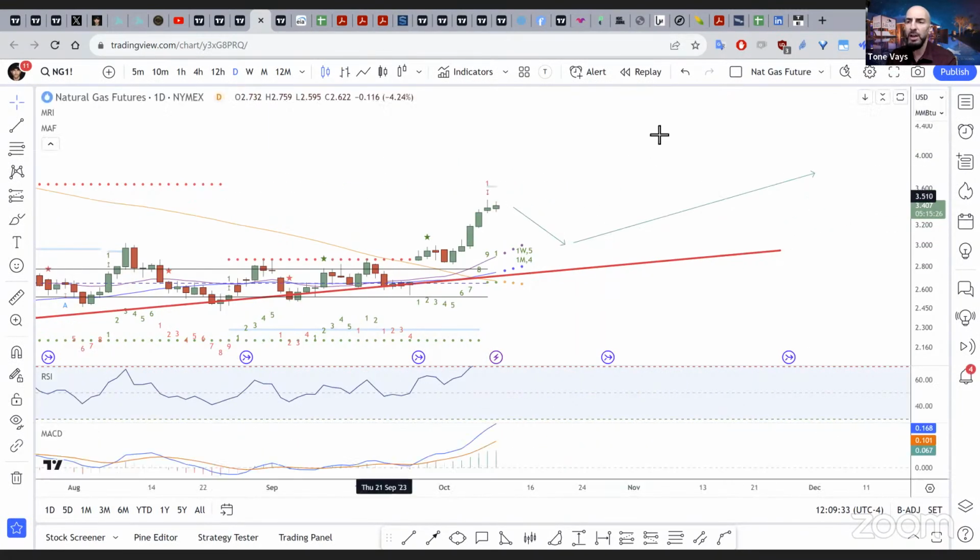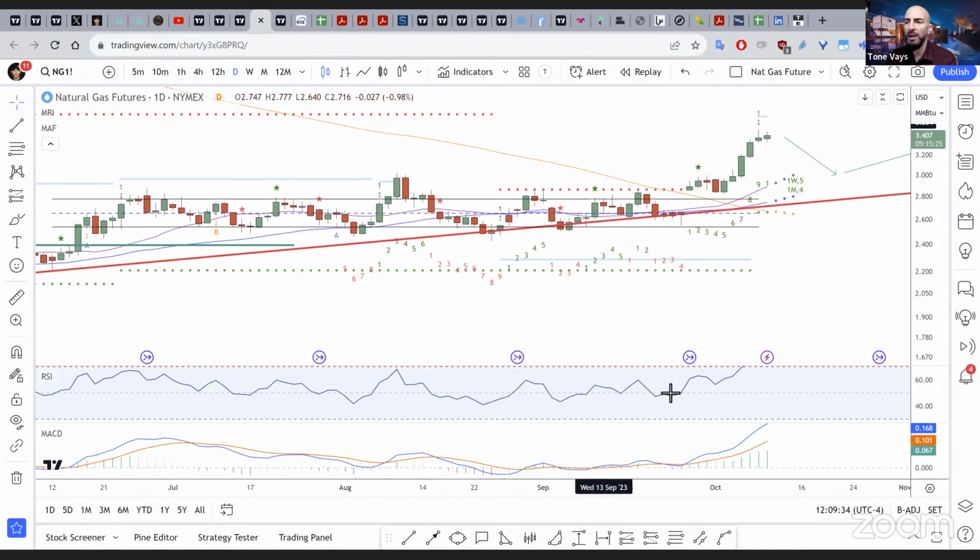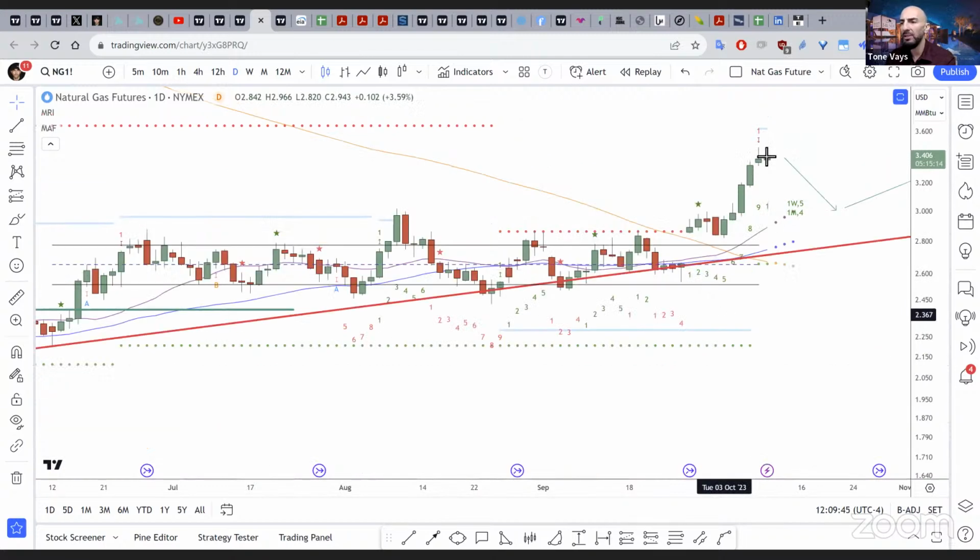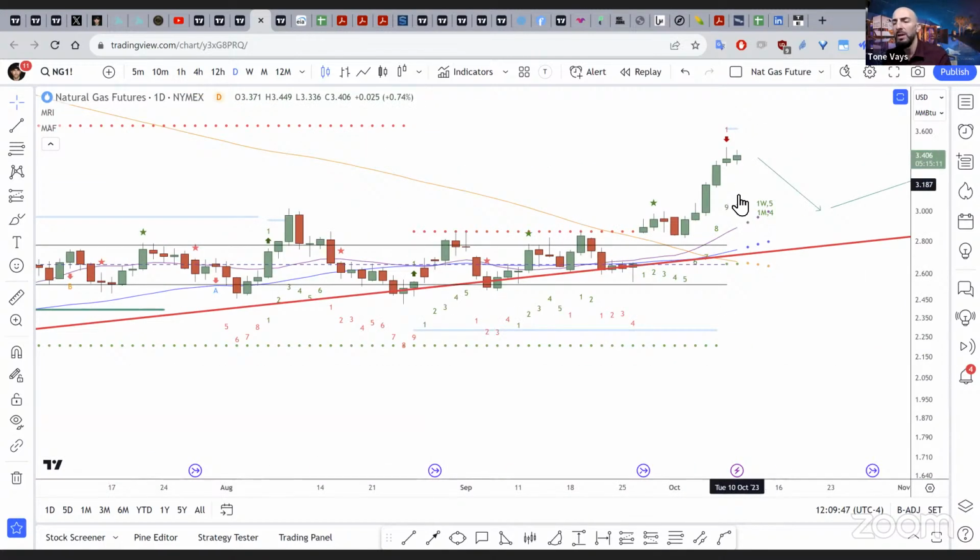Natural gas, as you guys know, I've been very right on this market. You can see the RSI is overbought. The MACD is getting super extended. Not that that really matters in trading, but I think natural gas should be topping right around now.